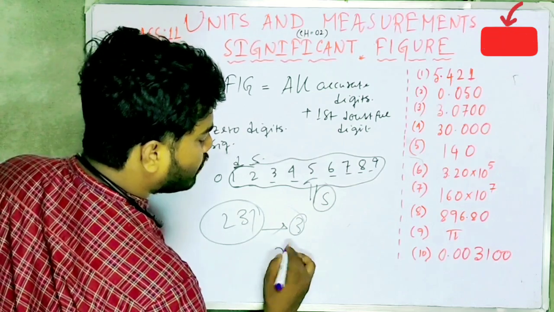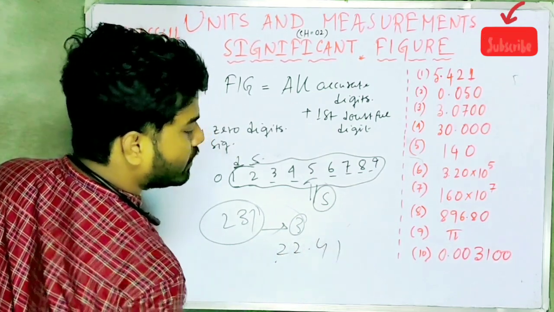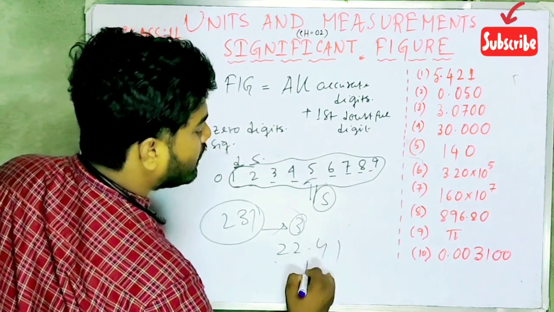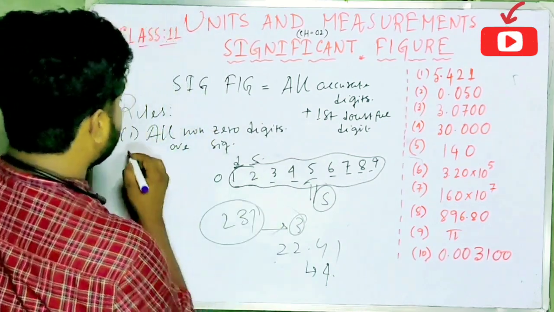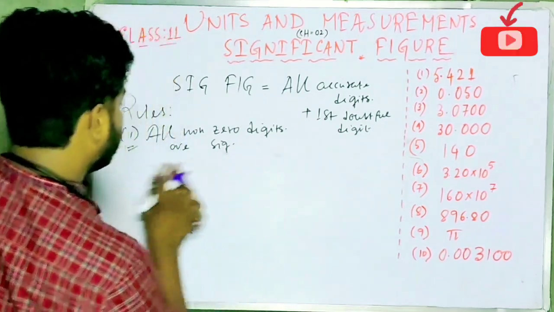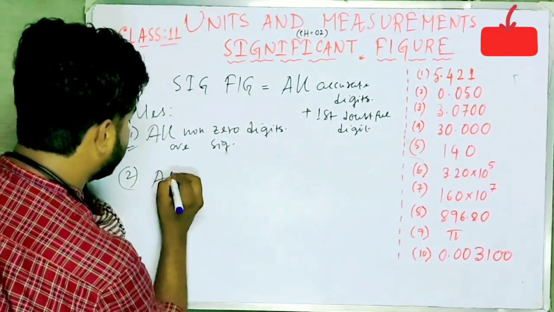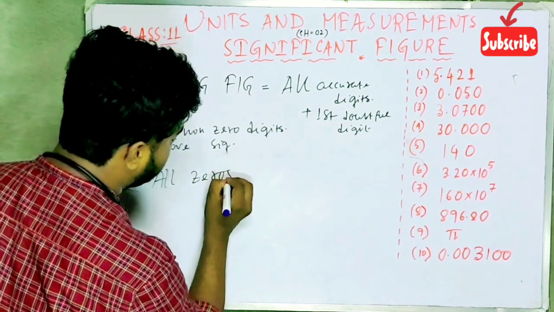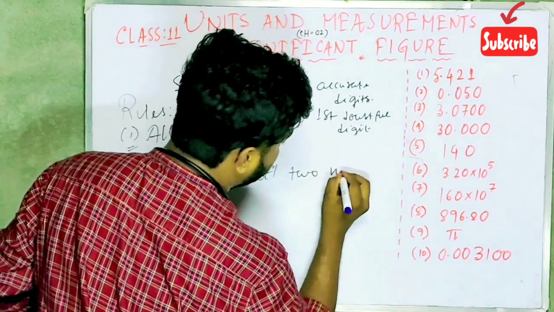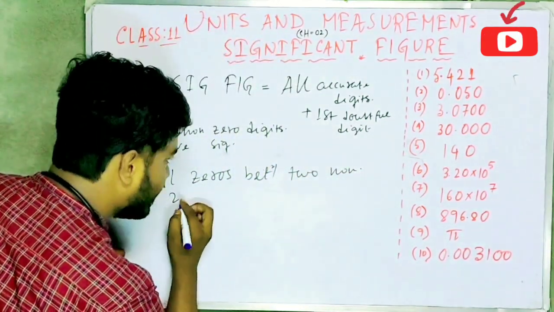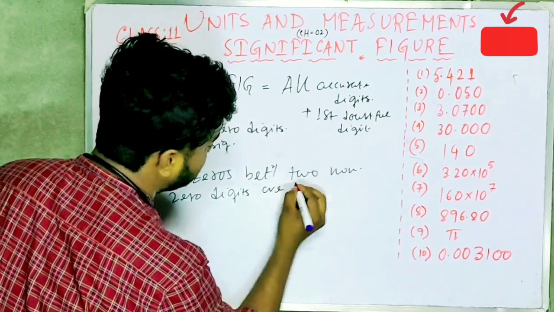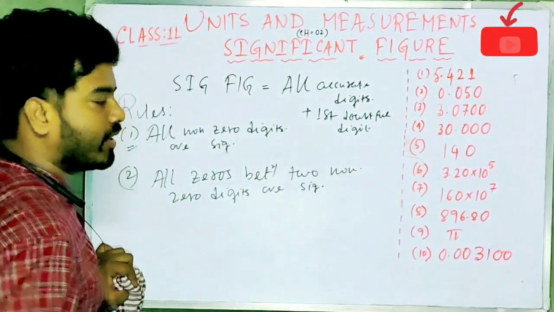Clear? Suppose 2.41. The significant figures will be 2 non-zero, 4 non-zero, 1 non-zero. That is, the significant figures are 3. This is rule number 1. Clear? Now rule number 2. Rule number 2 is, all zeros between two non-zero digits are significant.